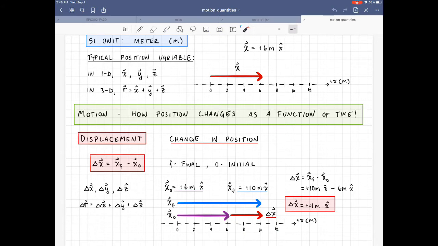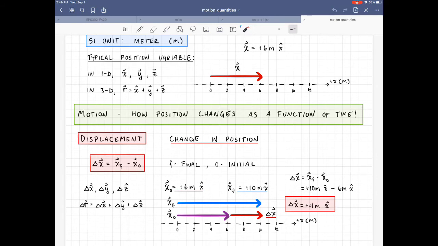And so I've got my plus 10 meters for my final. I've got my minus 6 meters. Notice how both of these are in the x-hat direction. So x initial is plus 6 meters in the x-hat direction, but since I'm subtracting, I've got negative 6 meters in the x-hat direction. And so when I put those two together, I get plus 4 meters in the x-hat direction. So what does that mean?